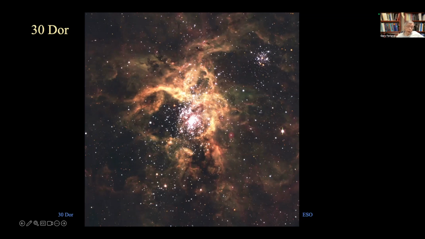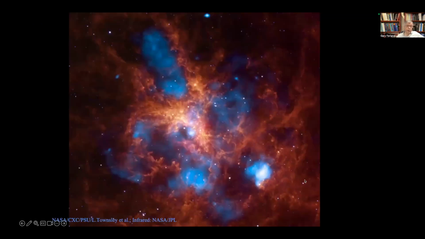Well, it helps to look at it from the right perspective, which Lisa Townsley did when she combined infrared imaging with X-ray imaging of 30 Doradus. What you find is that what appear to be bubbles in the optical or infrared, hollow cavities, are actually bubbles of very, very hot X-ray emitting gas at 3 million degrees Kelvin, something like that. So that's what's shown in blue here.